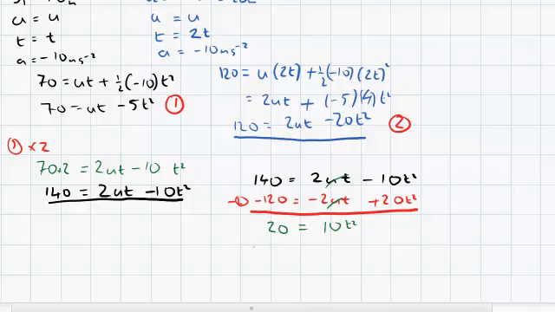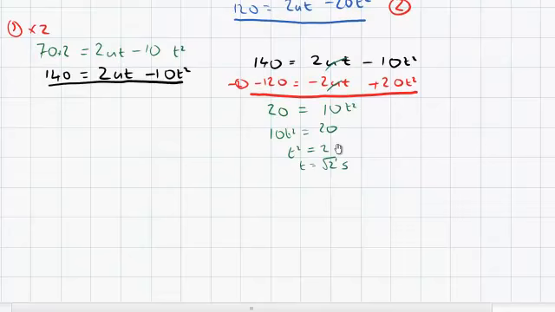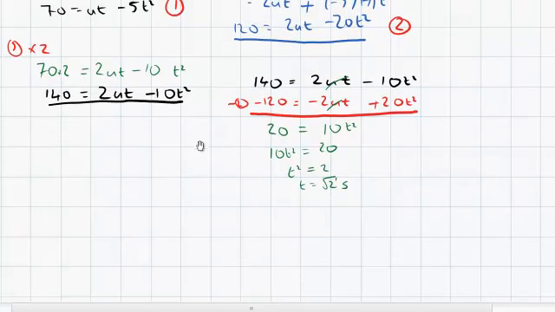We'll just do a little bit of rejigging on that. So 10t squared is equal to 20. T squared, divide both sides by 10, is equal to 2, and t is equal to root 2 seconds. We'll leave it in that form just for the time being. Now the next thing we want to do is sub t is equal to root 2 back into either of the two equations. I'm probably going to pick the first one because it's the simplest.